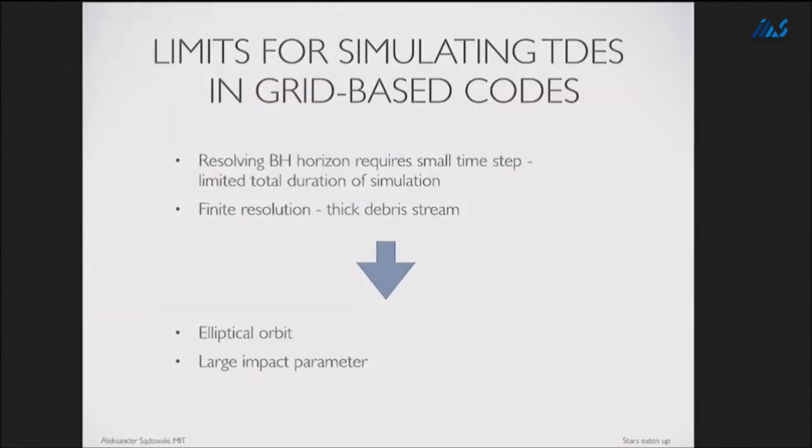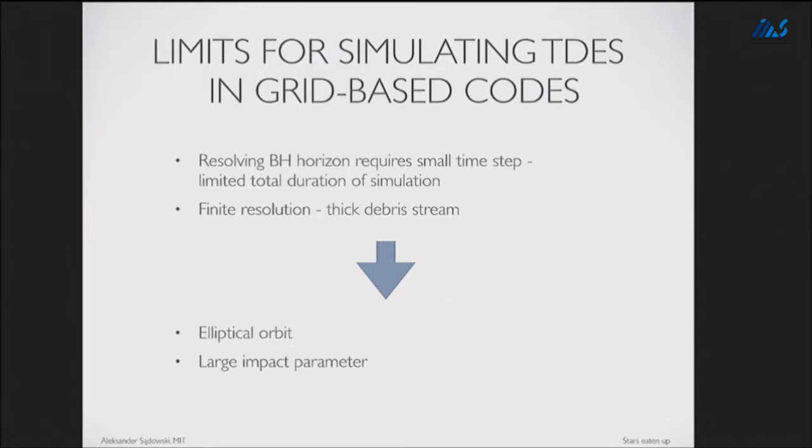So let's think, what can we do with a code like this in the context of a tidal disruption event? There are limits to what we can do, and the limits come from the fact that this is a grid-based code, and grid-based codes have a limit on the time step that can be applied, which is usually related to the light crossing time through the smallest cell. So if we have a relatively small time step and we still need to do a three-dimensional simulation, it means that we can't simulate this event forever. There is a limit on the duration of the simulation.